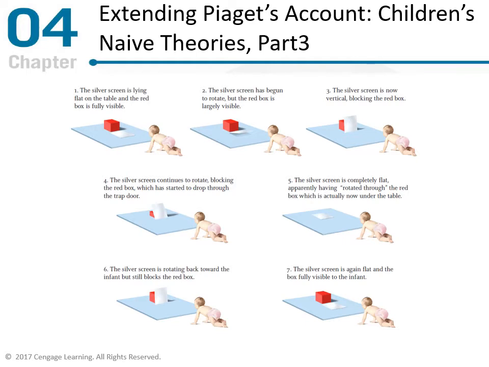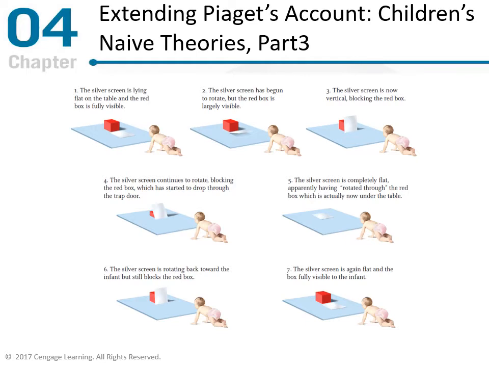In the fourth, the silver screen continues to rotate, blocking the red box, which has started to drop through the trap door. In step five, the silver screen is completely flat, apparently having rotated through the red box, which is actually now under the table. In number six, the silver screen is rotating back toward the infant but still blocks the red box. And in number seven, the silver screen is again flat and the box is fully visible to the infant.